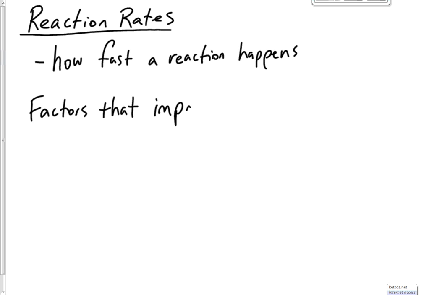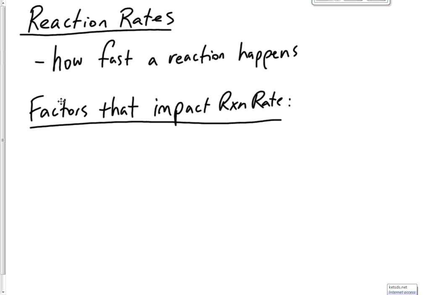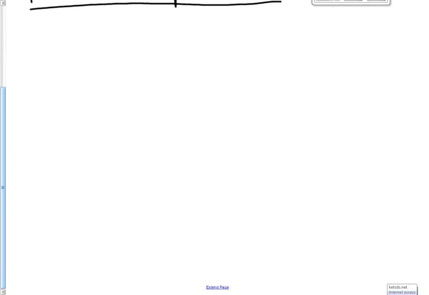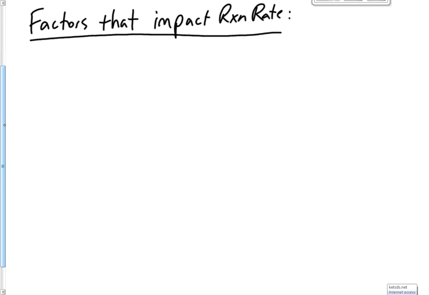factors that impact reaction rate. Okay. And there's 5 of them. Okay, we're going to go through examples of each one. So number 1 is the presence of a catalyst.